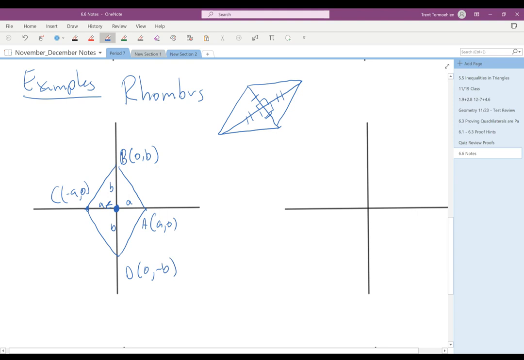And so a rhombus is way easier for us to do by putting the intersection of the diagonals at the origin 0, 0, so that we can then easily find those other points and take advantage of those right angles that are in the diagonals of a rhombus, just like we did with a kite.